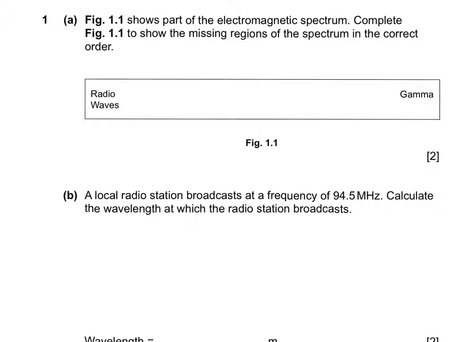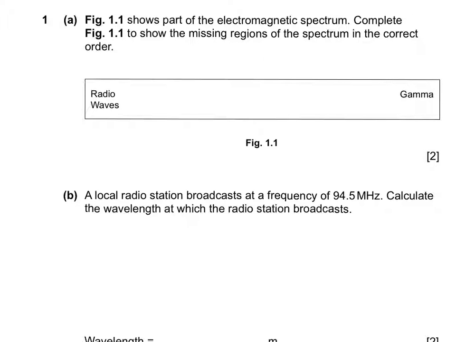Question 1a, Figure 1.1 shows part of the electromagnetic spectrum. Complete Figure 1.1 to show the missing regions of the spectrum in the correct order. So we're starting down here with radio and working our way up to gamma. So this is long wavelength or low frequency, and this is short wavelength or high frequency. And this is just straight learning book work.